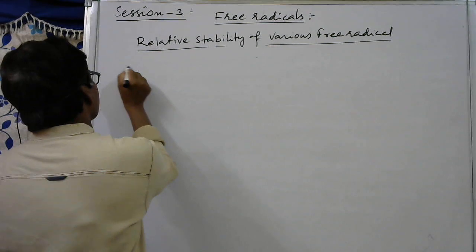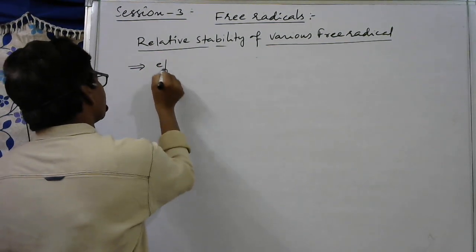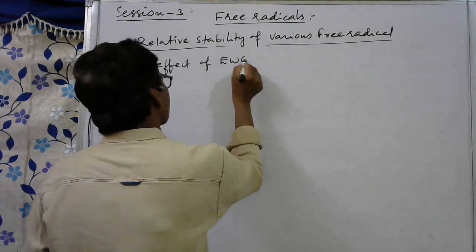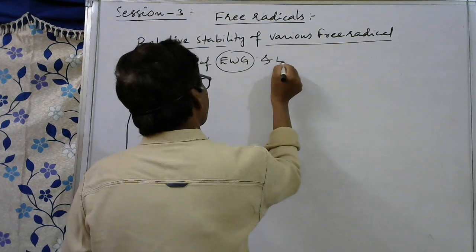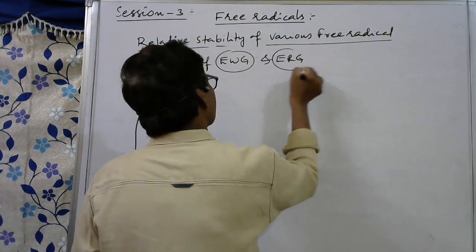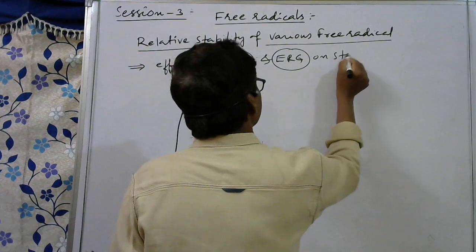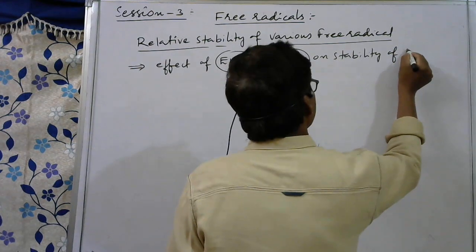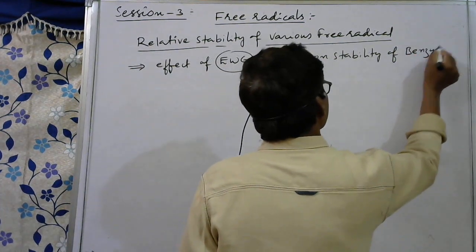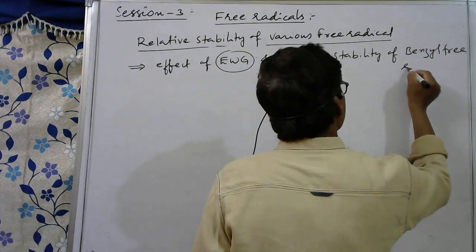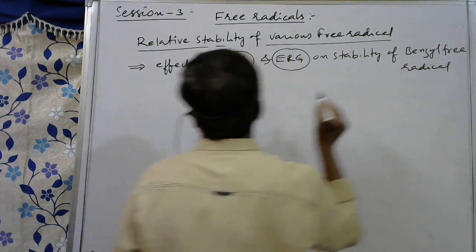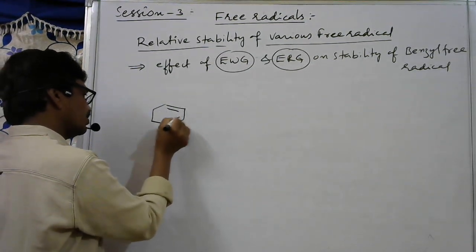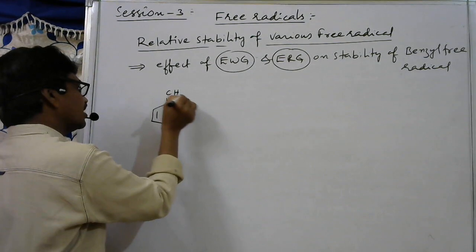See here, the effect of EWG, electron withdrawing groups, and ERG, electron releasing groups, on stability of benzyl free radicals. Benzyl free radical. See here, first I am writing. In the previous class I also gave this information, but there we discussed carbocations.